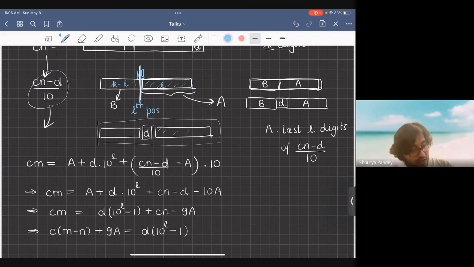And now how do you deal with this A? Because this A depends on Cn. In fact, there's a way of writing the last L digits of a number in terms of floor functions.